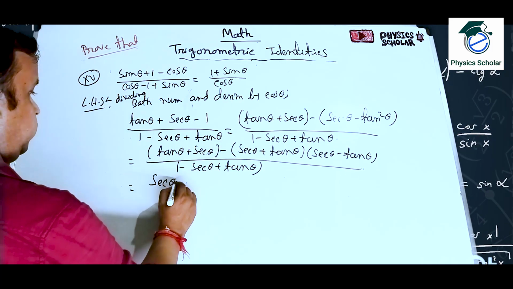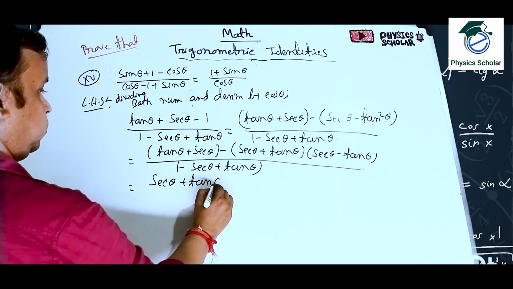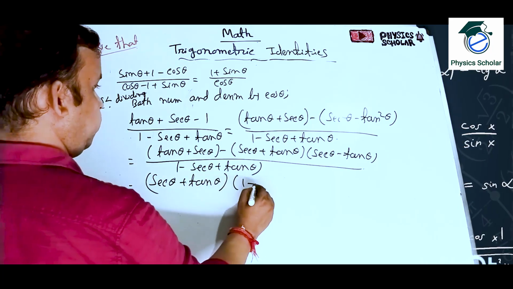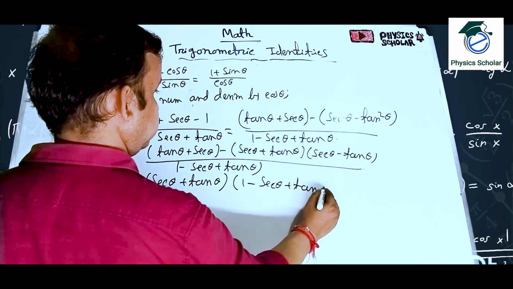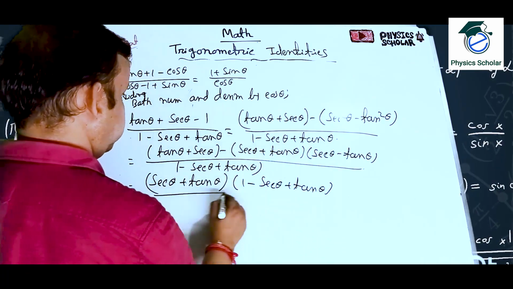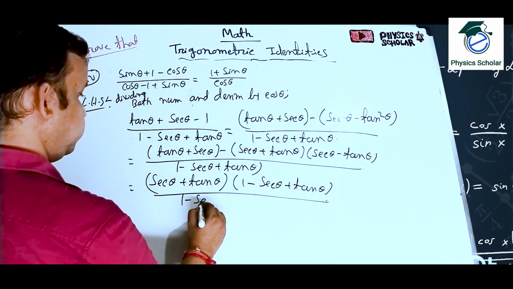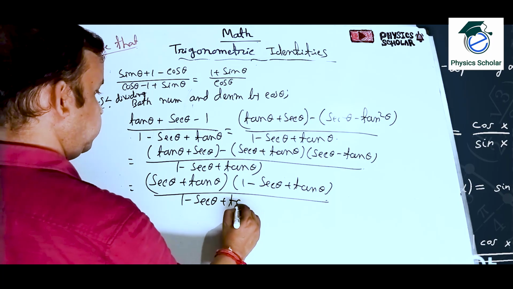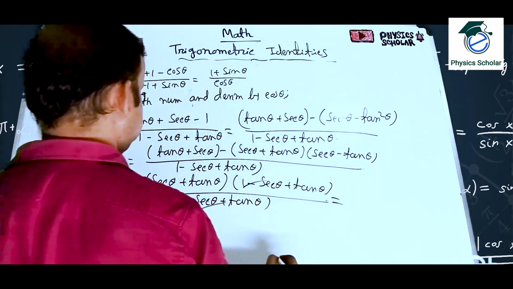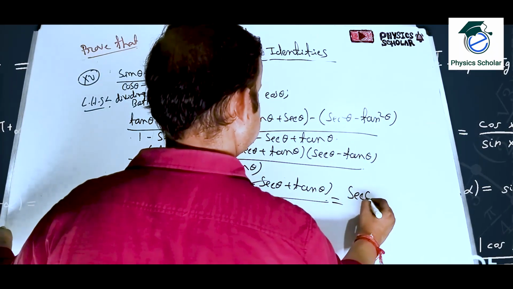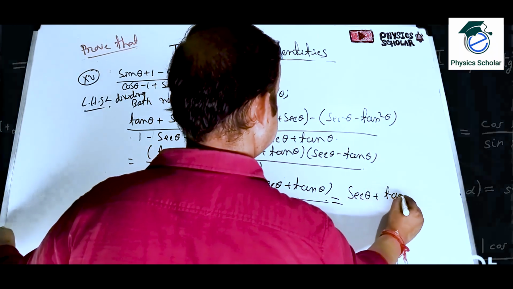So sec theta plus tan theta will be common. So it is 1 minus sec theta plus tan theta; the sign will be changed. Here it is 1 minus sec theta plus tan theta. So this and this will be cancelled. So it is sec theta plus tan theta.